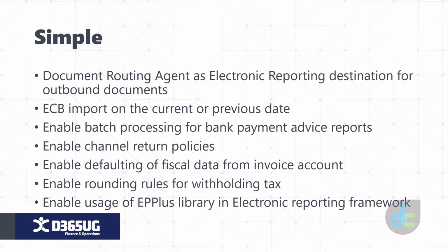Next, we have enable rounding rules. So when this is enabled, the withholding tax amount will be rounded based on the setup you provide here. That could be normal, downward, or rounding up, provided that the transaction currency and the tax currency are the same. And that little detail will become important in a little bit.